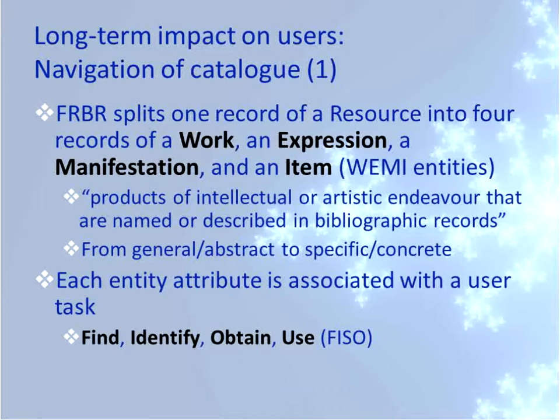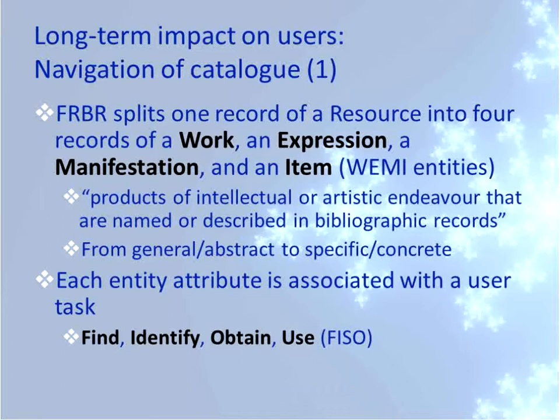And these aspects can be accommodated in separate records. So instead of having one descriptive record for the entire resource, FRBR says it is better to have 4 records which are linked together to cover work, expression, manifestation, and item aspects of the resource. These are often referred to as the WEMI entities. They are defined in FRBR as the products of intellectual or artistic endeavor that are named or described in bibliographic records. In other words, they are what we familiarly call resources, bibliographic resources.